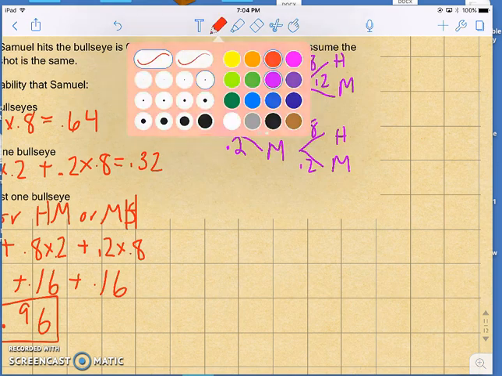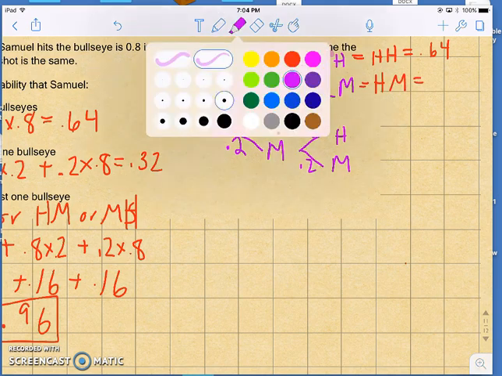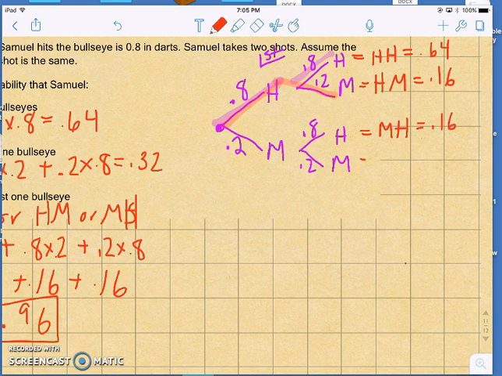So this top line right here would be the probability that he hits and then hits. And if we multiply that line together, hit and hit, 0.8 times 0.8 is 0.64. This next line would be that he hits and he misses. So following that line, we have 0.8 times 0.2, so we have 0.16. Then we could do the same down here. So he misses and hits. That would be 0.2 times 0.8 is 0.16. He misses and misses, 0.2 times 0.2 is 0.04.